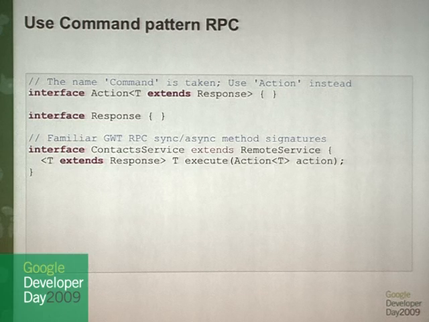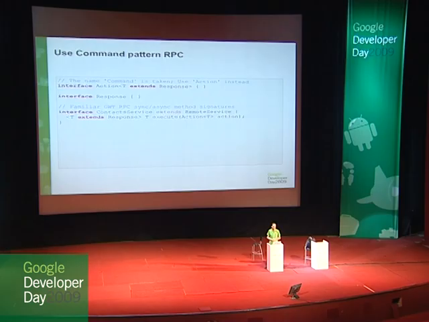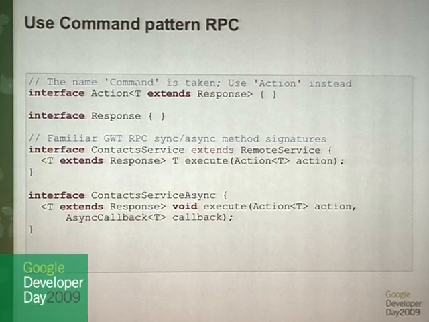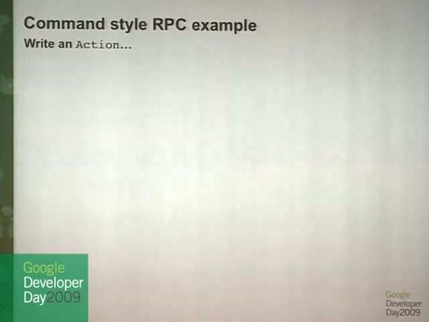If you already do GWT development, you're familiar with implementing an interface that you can use for RPC. And in this case, we have an execute interface. And we can send any action to this interface. We can send a get action, or a put action, or a delete action. This interface accepts all of those. Of course, we also need an asynchronous version of that same interface. And that's just standard GWT RPC, so we won't worry about that too much.